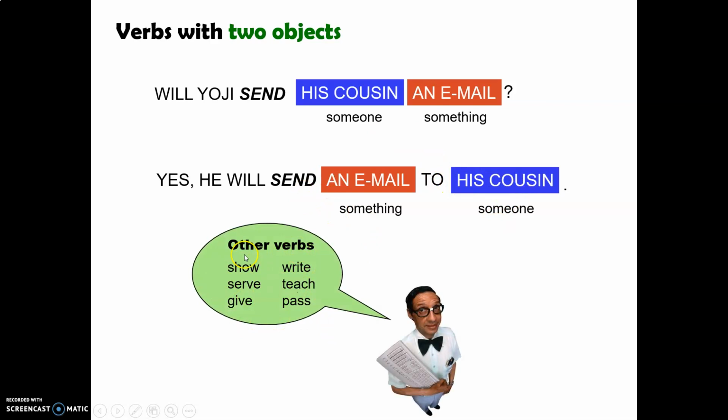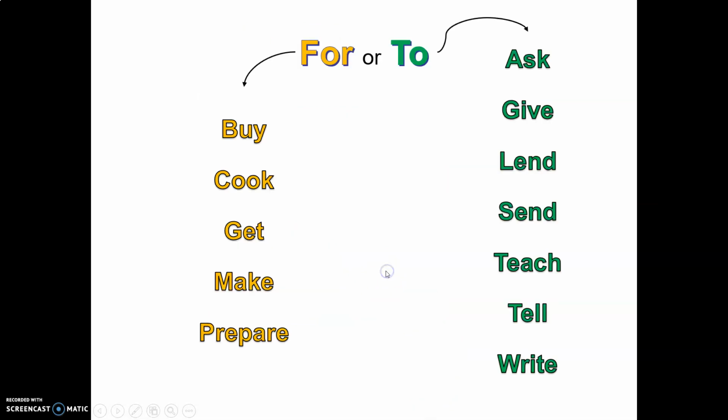There are other verbs that you can use. I just put some here, so you can use show, serve, give, write, teach, pass. Normally these verbs have two objects. For example, I cannot say, well, it would be incomplete. She teaches English to me, or she teaches me English. All right, pass me the salt, or pass the salt to me. Give me some money, or give some money to me. All right, so we can do that with these verbs too, because they can also have two objects.